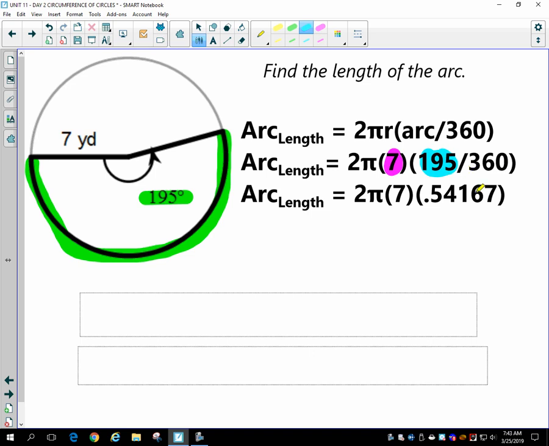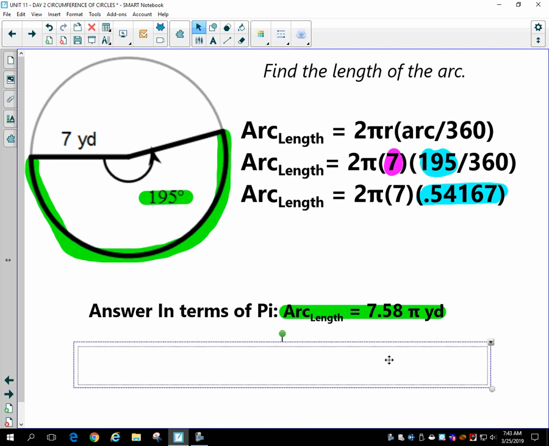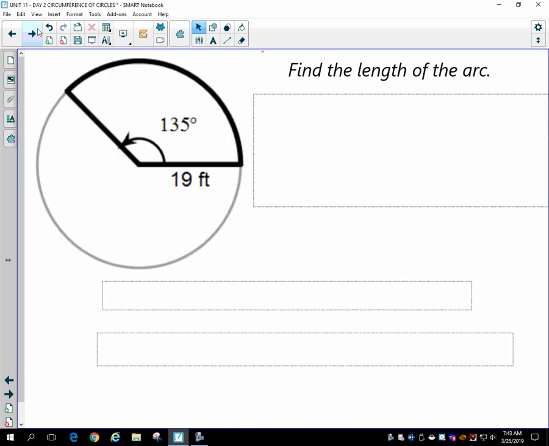I can find that 195 divided by 360, that decimal. And now I'm going to multiply 2 times 7 to get 14, and then 14 times that decimal. I'm going to leave my answer in terms of pi first. So that arc is 7.58 pi yards. And then if I multiply through by pi, 23.82 yards. So this is very similar to sector area. We're using the circumference formula, and then we're multiplying by the arc divided by 360.